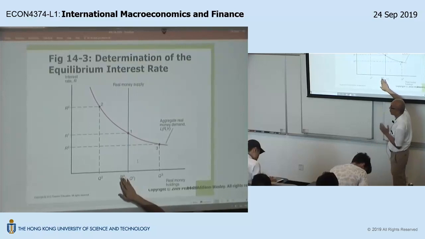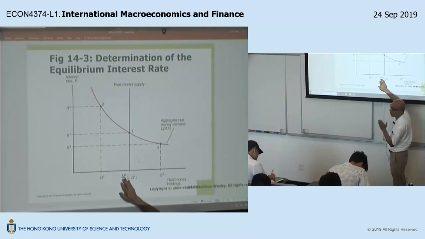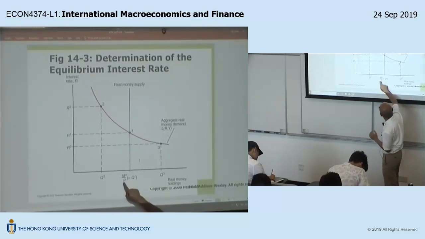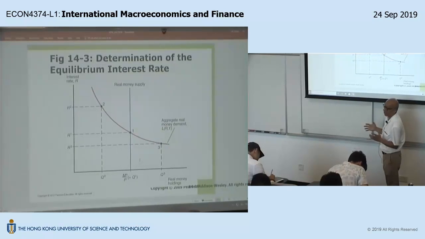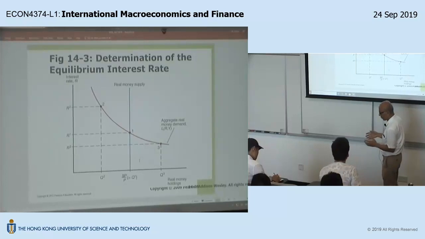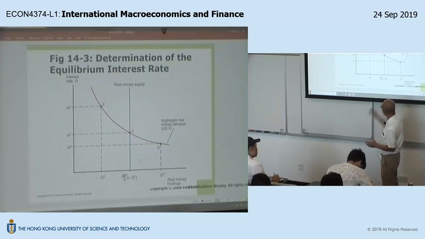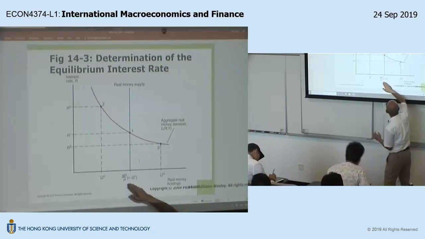MS, we assume, is determined by the central bank. So the central bank can control MS, control M1. The price level is sticky in the short run. It's given at a certain moment. In any moment, P is sticky. It doesn't change. It's given.